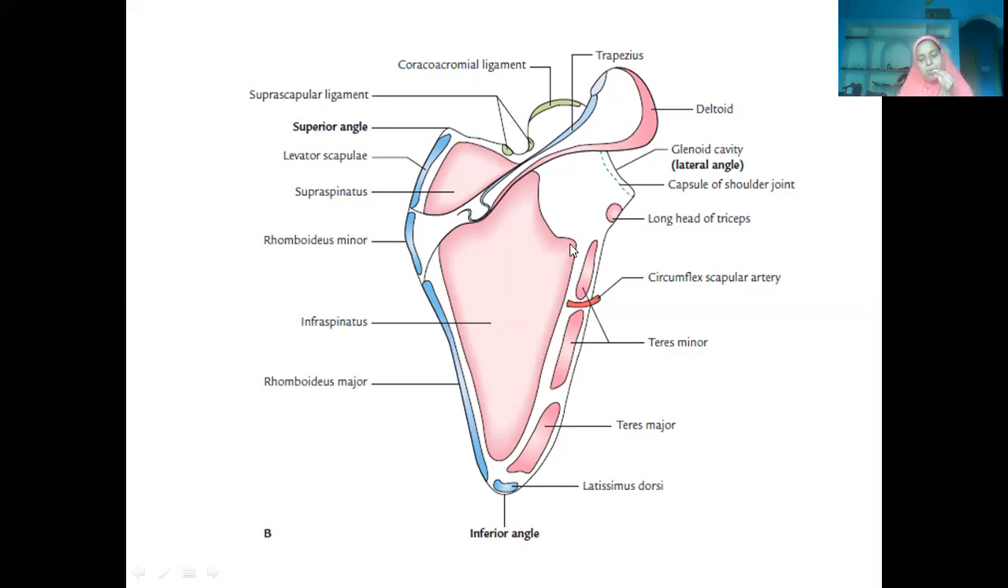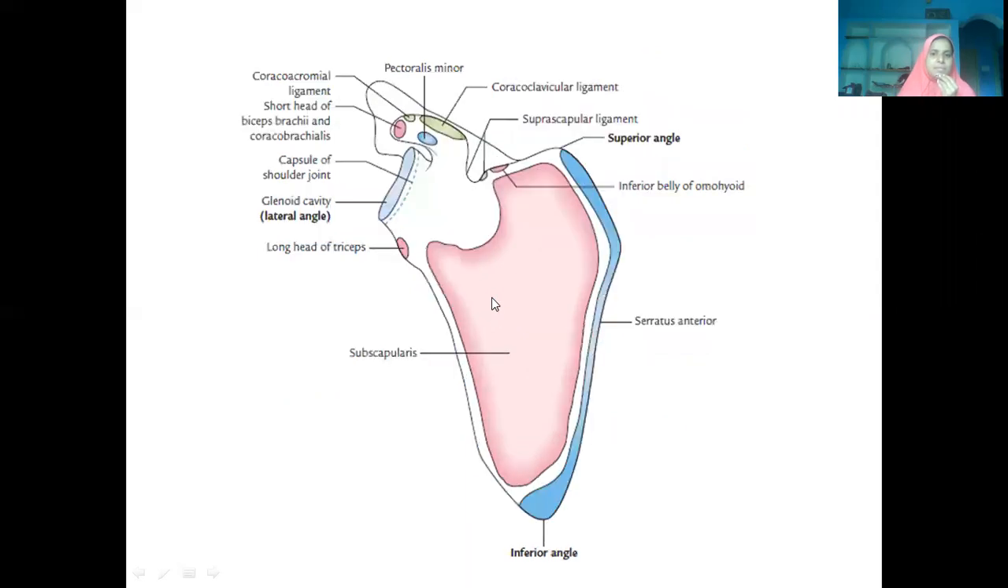Now, when you observe the teres minor origin, it is interrupted by the entry of one artery. What is that? The circumflex scapular artery, which is one of the branches coming from the third part of the axillary artery. We will discuss it when we talk about the axillary artery. Now, hope you understood the dorsal surface.